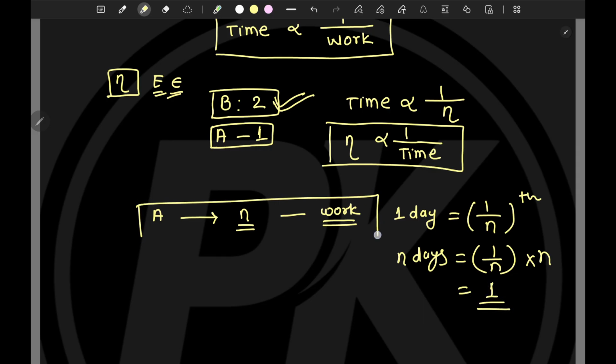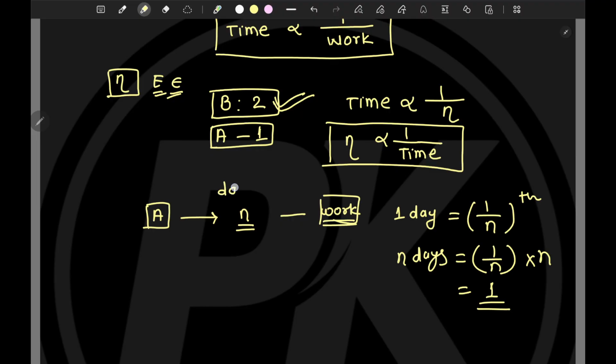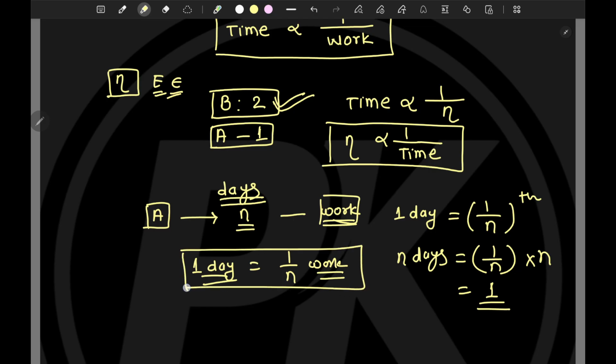So you again got this statement. What is the statement? Listen to it very carefully. If A is completing a work in n days, then in one day he will complete 1 by n work, right? We know the time and work are inversely proportional, so in that way also you can manage this part. So this is okay. Perfect.